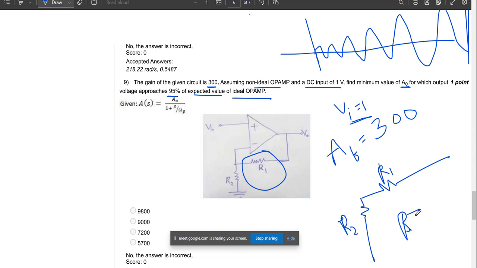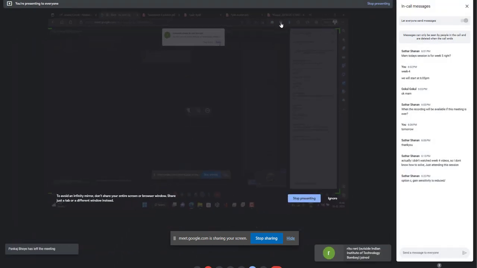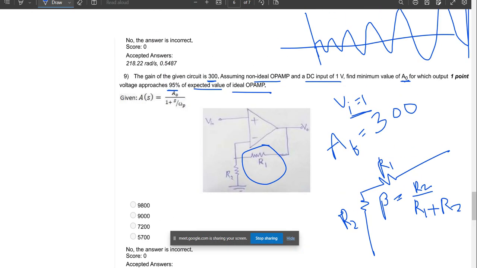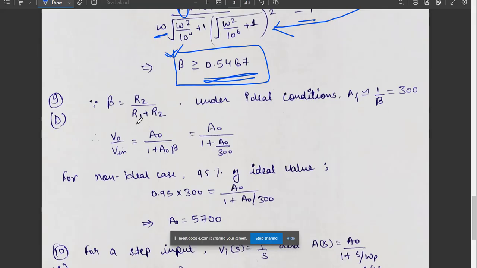Beta will be R2 divided by R1 plus R2. So now beta is equal to R2 upon R1 plus R2.